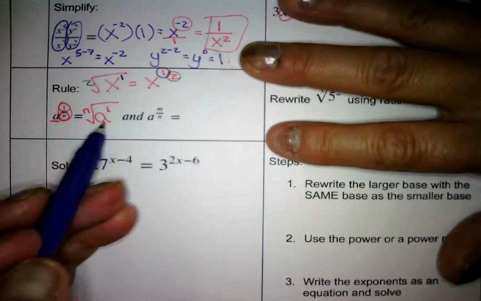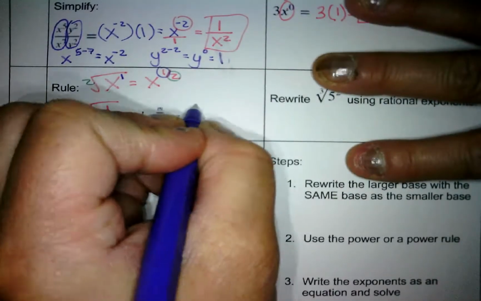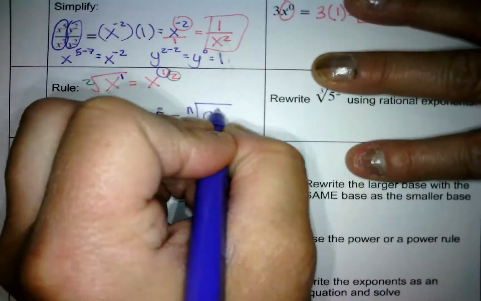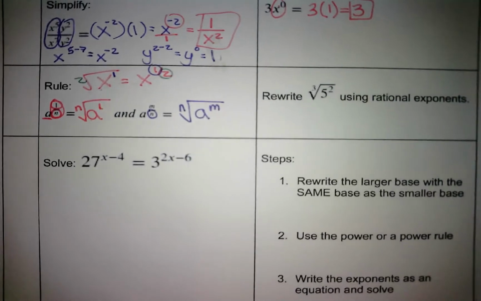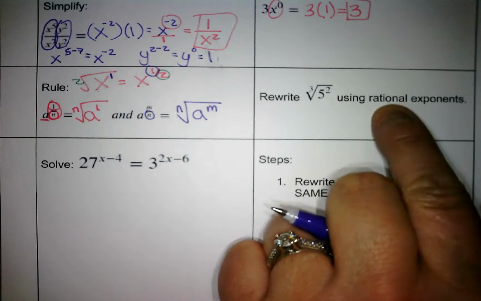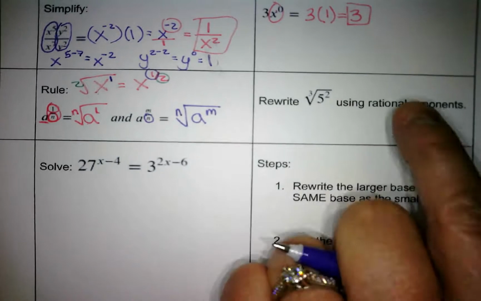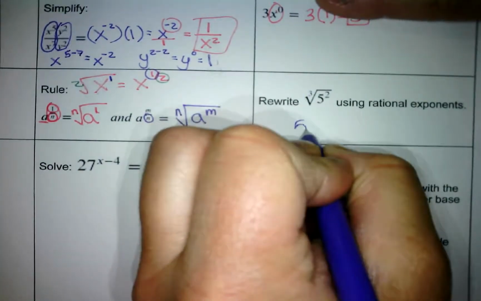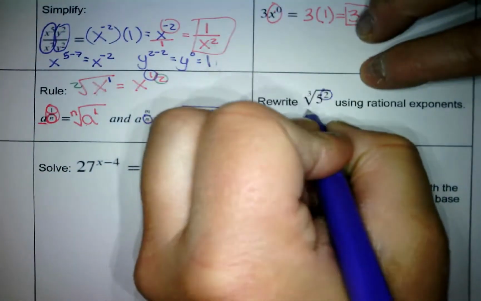So the same thing for this one. The denominator always goes on the outside, and the numerator always goes on the inside. So I'm going to rewrite this using rational exponents. Rational just means that it's a rational number. It ends or it repeats forever. So I have my base. The number that's on the inside goes in the numerator, and the number that's on the outside goes in the denominator. And that's it. I've now rewritten it.